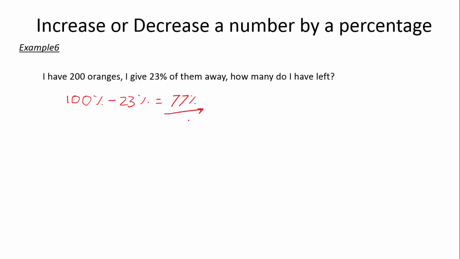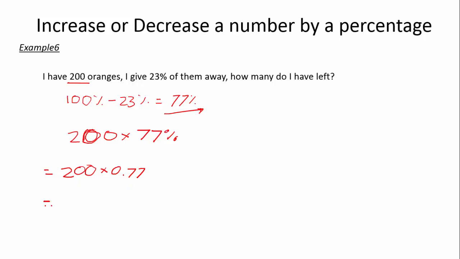So that is how many we are left with. So we need to figure out what 77% of 200 oranges is. So what do we do for that? We go 200 multiplied by 77%. So that is the same as 200 multiplied by 0.77. So you could work this out quite easily on a calculator.